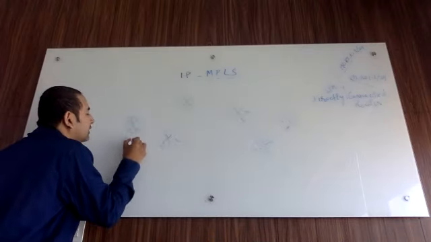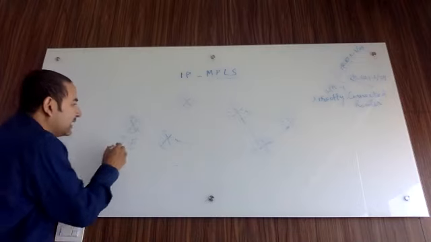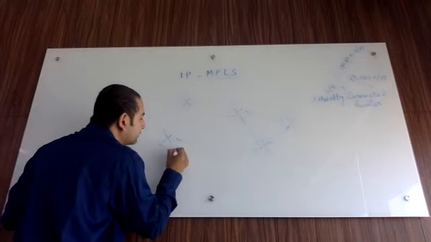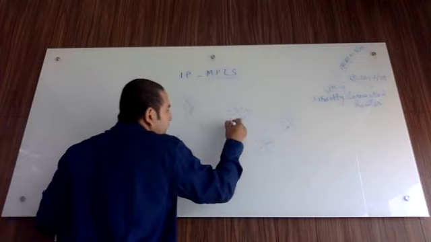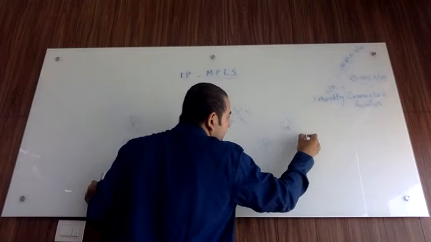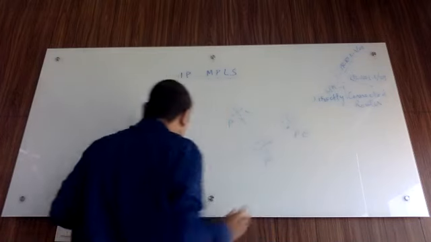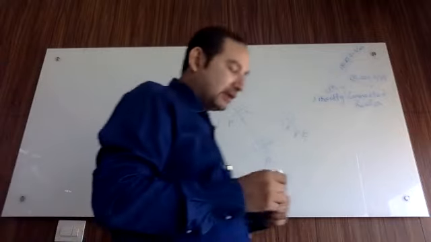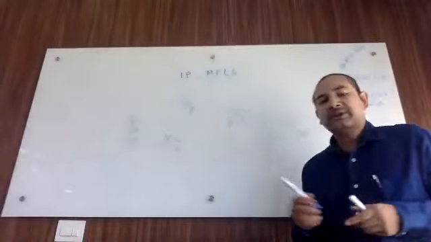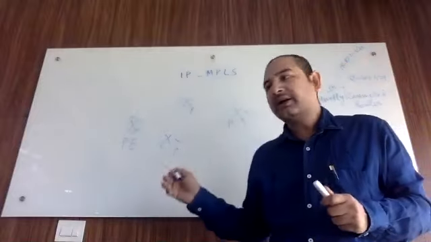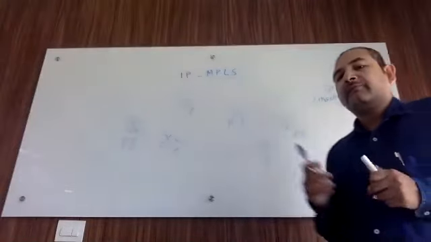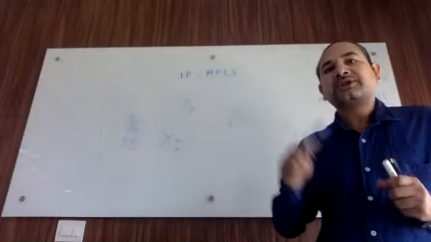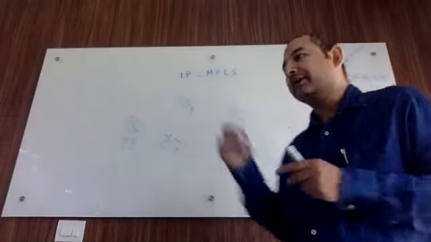So we also learned some terms like PE routers, P routers. So PE router is called provider edge router. Provider means it is a service provider network. Edge router means the router on which the customer is getting terminated.